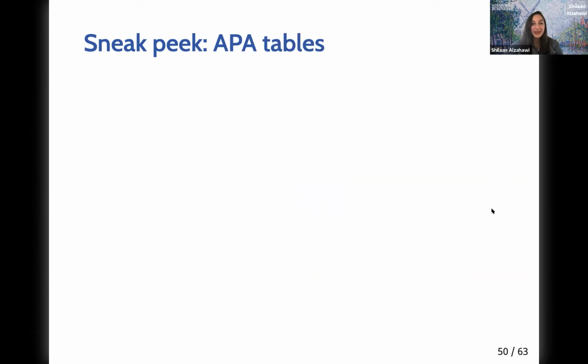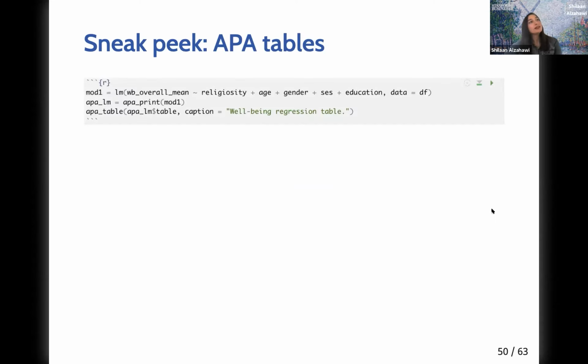And here's a sneak peek on APA tables, which also makes me very happy. No more manual formatting of tables ever again. So here, what I do, as you by now know, this is an R code chunk, and I create a model. I create an object called mod1 for model 1, in which I run a linear regression. So lm stands for linear model. Between parentheses, I say, please predict overall well-being from religiosity, age, gender, socioeconomic status, and education. And I specify where my data is. I say my data is in an object called df.